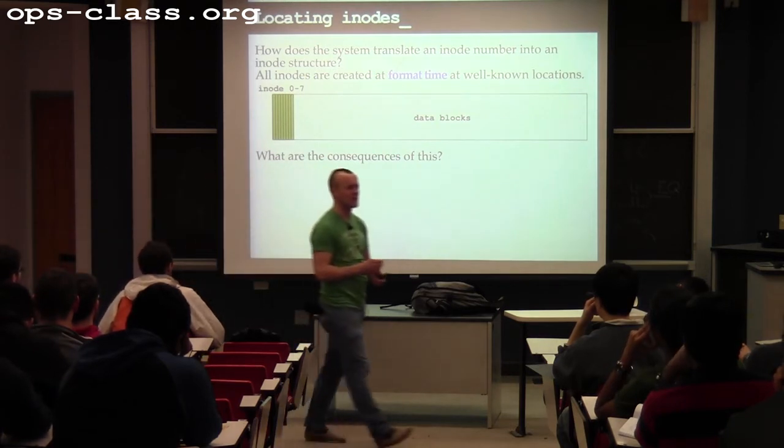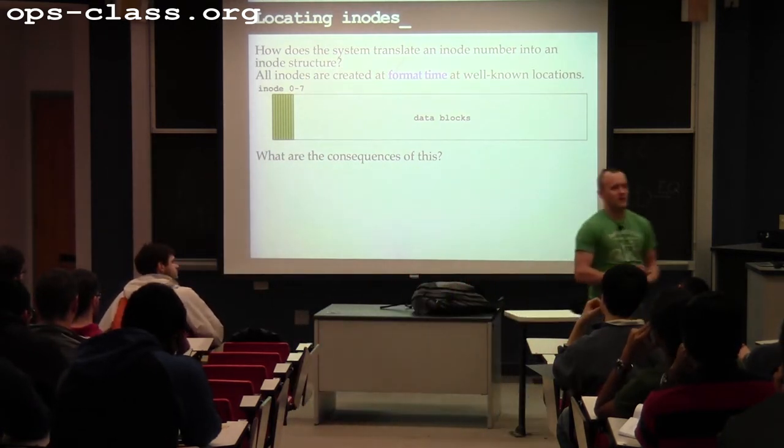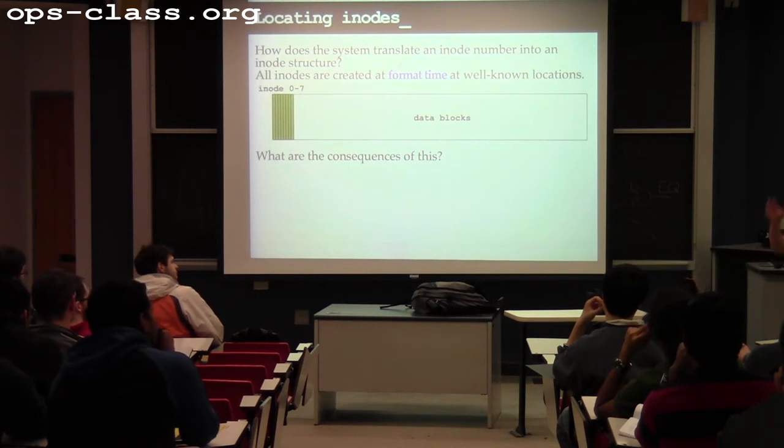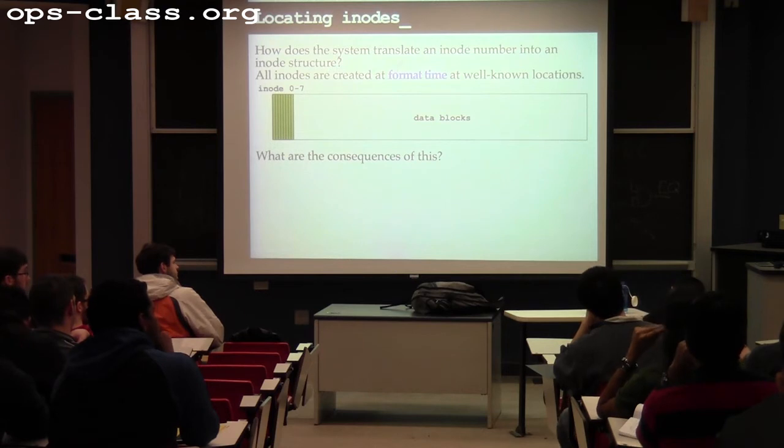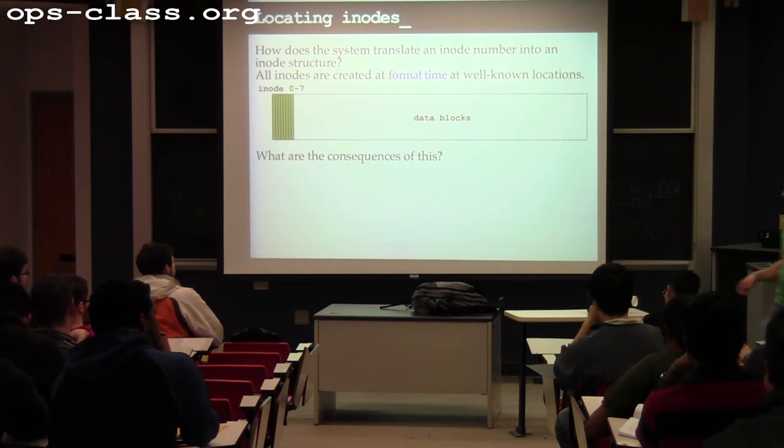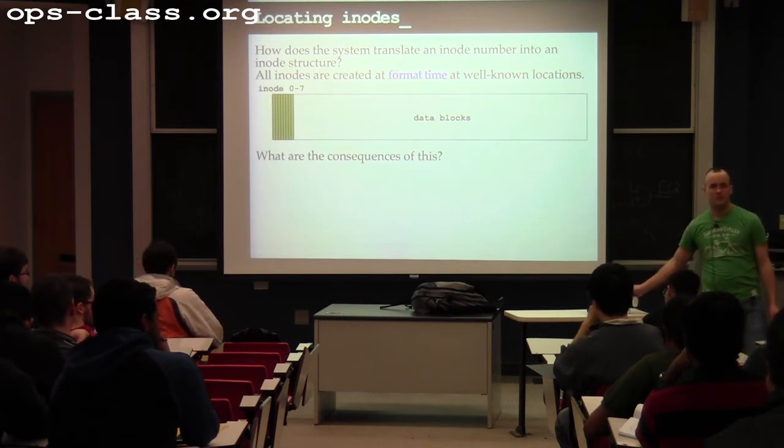I think by default EXT4 has a fixed ratio. It takes the disk size and divides by a certain number, which it considers to be the average file size, and then it allocates inodes. So the inodes grow with the size of the disk, but they're all created at format time. So what's the other consequence that I just leaked here about this approach to locating inodes?